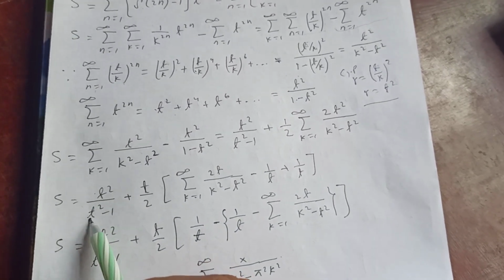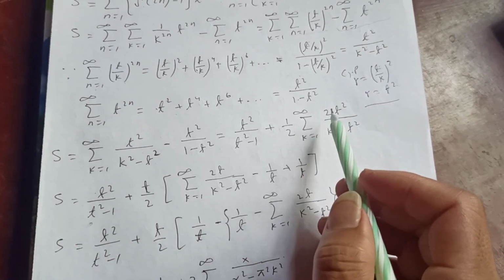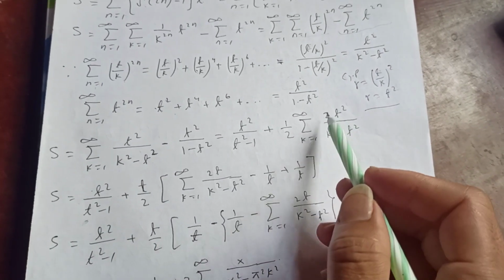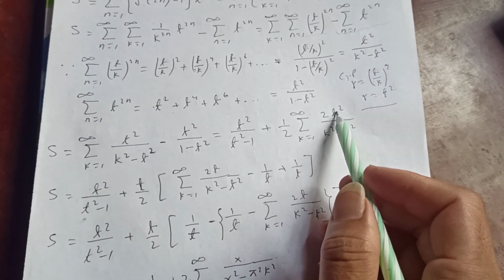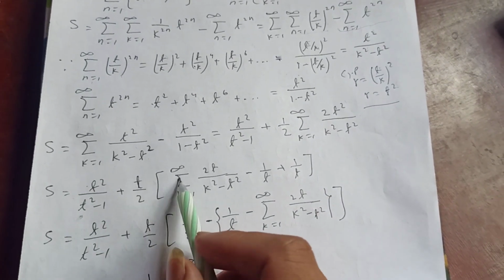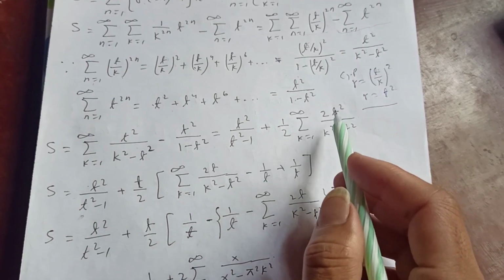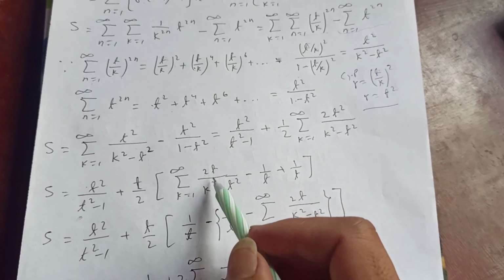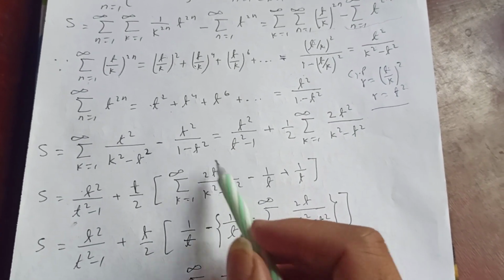So t square upon t square minus 1 plus, now let me take out t here common. This is t square, so I'm going to take out 1t. So t sum from k equal to 1 to infinity, if you take out 1t, then you get 2t upon k square minus t square.